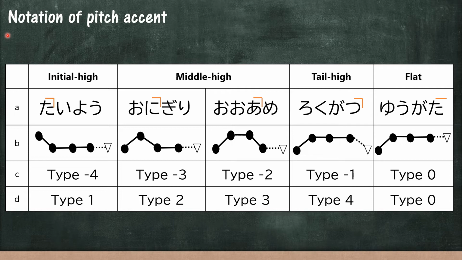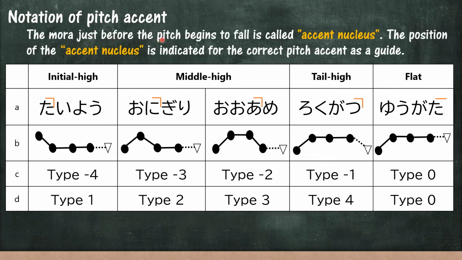Notation of pitch accent. With a notation of pitch accent, it is possible to speak with the correct accent without the help of a native Japanese speaker. The following notations are some of those found in Japanese teaching materials and dictionaries. Such guides can be a great help in learning the correct accent for each word on your own. The mora just before the pitch begins to fall is called the accent nucleus. The position of the accent nucleus is indicated for the correct pitch accent as a guide. So let's look at some examples.